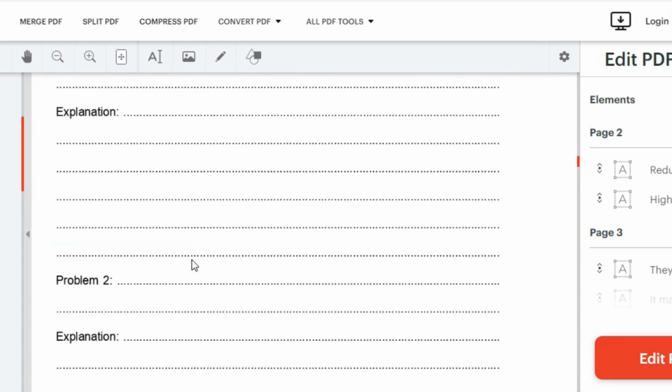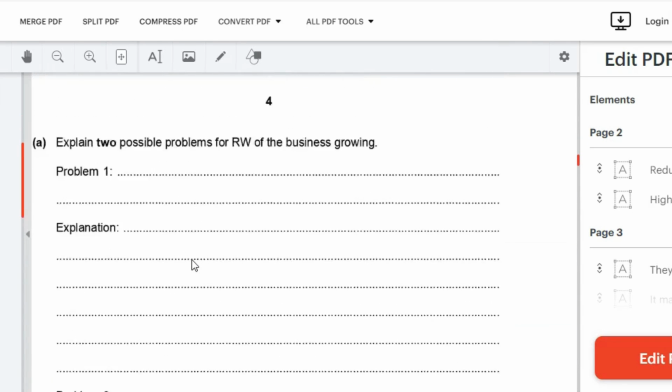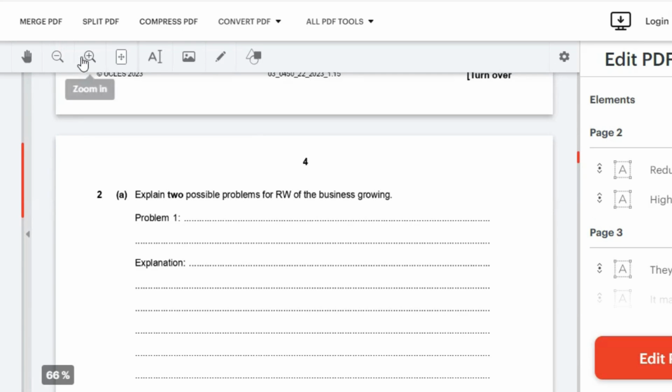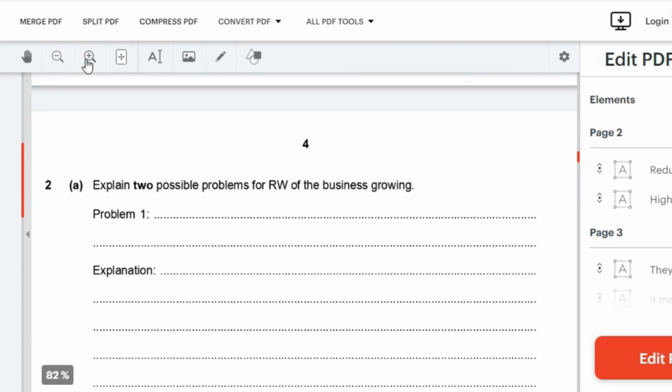Now let us move to the next question here. We have question 2A. Let us zoom in to see the exact question. As you can see, we have 2A. The 2A question says we have to explain two possible problems of RW of the business growing. That is the business we are talking about. If RW's company wants to grow their business, what are the likely problems that they are going to face?